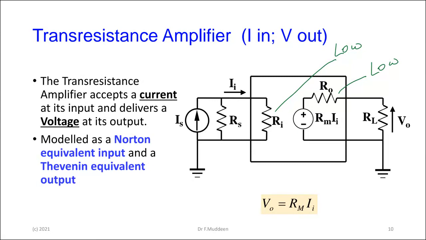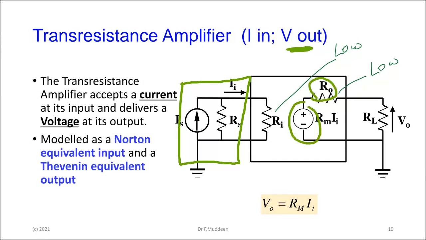Because we're dealing with current, the input model, of course, here will be a Norton type of circuit, a current source in parallel with a resistance. This one is generating a voltage out, so the output is going to be a voltage source in series with a resistor, in other words, a Thevenin type. And in this case, we want a low input impedance and a low output impedance.